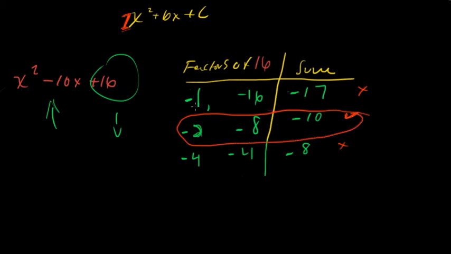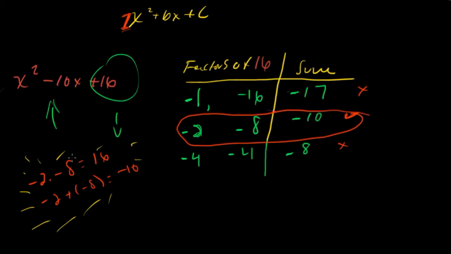We can go ahead and take negative 2 and negative 8, because negative 2 times a minus 8 will give me a plus 16, and negative 2 plus a minus 8 will give me a negative 10. So ding, ding, ding. Like we said, this is what I want. This is the star winner.